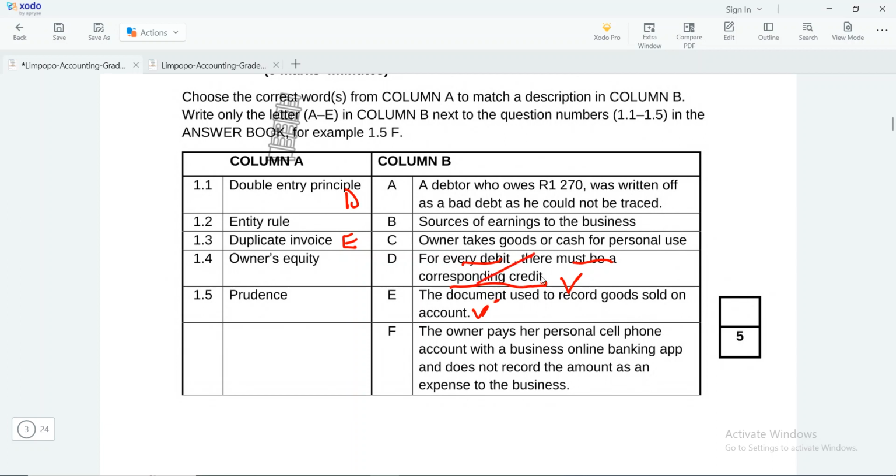They are out. We know that they are out. Then we won't focus on them. We'll just focus on the remaining four descriptions. Next, we have the owner's equity.